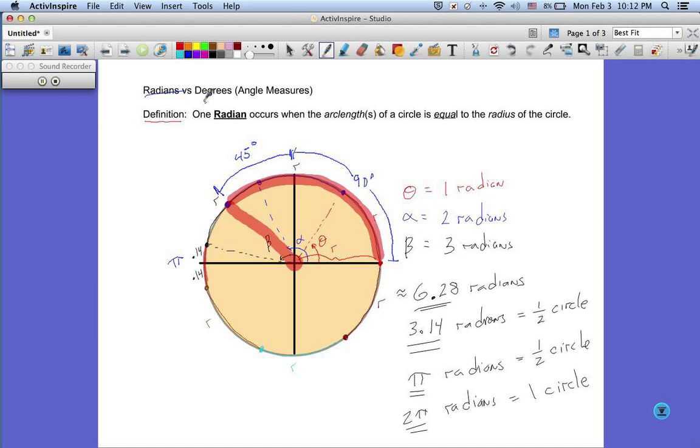So that is radians versus degrees, and I hope you enjoyed learning about a new unit of measure.